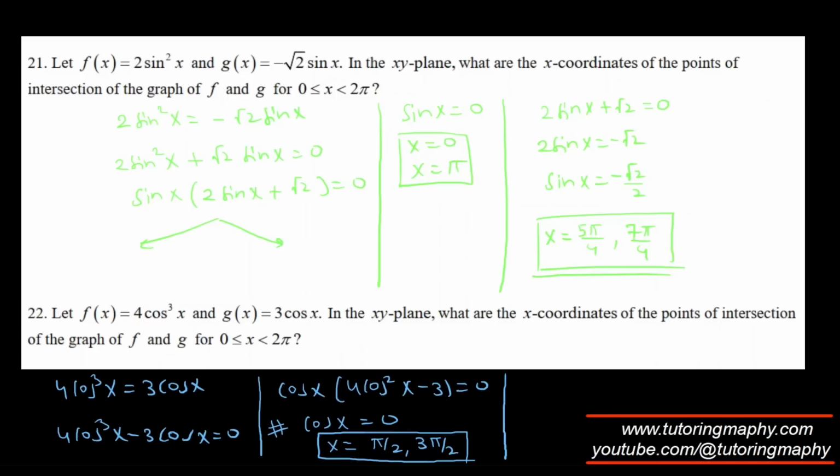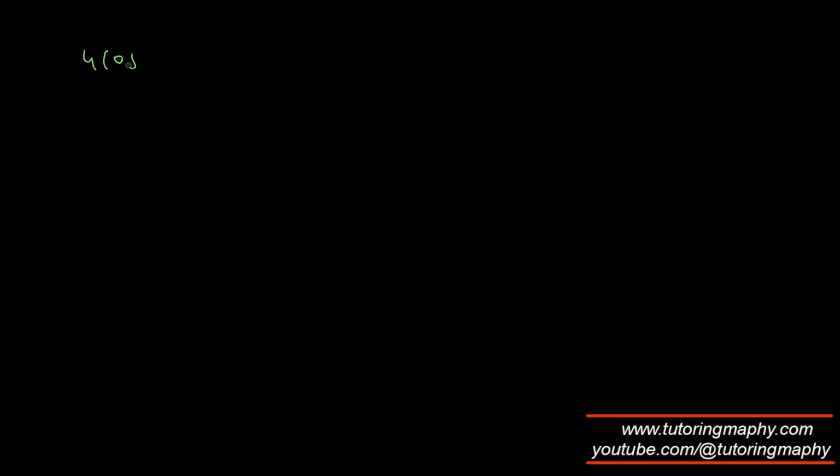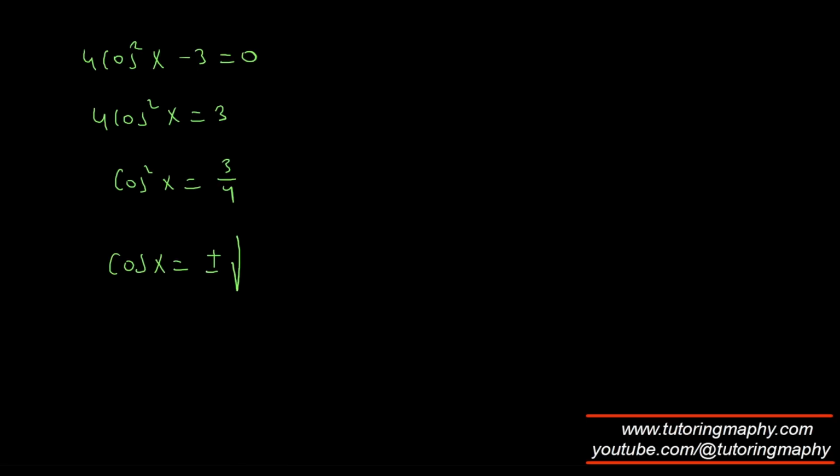or this one is equal to 0. So 4 cos square x minus 3 is equal to 0, which means that 4 cos square x is equal to 3, which means that cos square x is 3 over 4. And if we take square root both the sides, I have plus minus square root 3 over 4, which means that cos x is plus minus root 3 over 2.